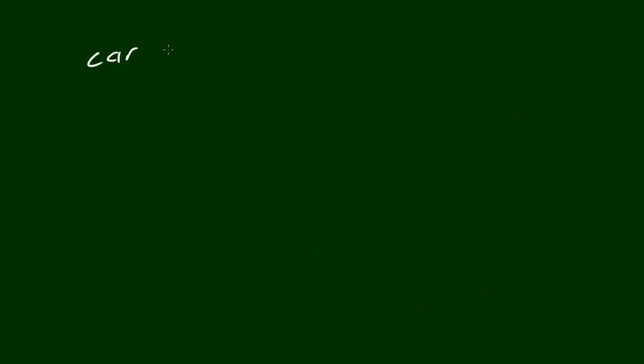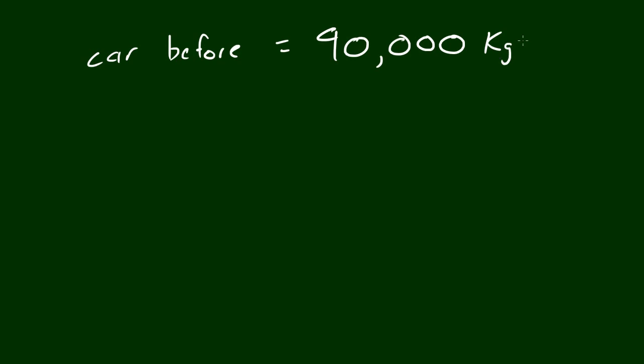So, car before: we know that it had a momentum of 90,000 kilograms times miles per hour for reasons that I just explained. Now, in order to figure out the initial velocity, we need to use that formula of P, or momentum, equals mass times velocity. To get velocity alone, and you guys should already know this, we divide both sides by the mass.